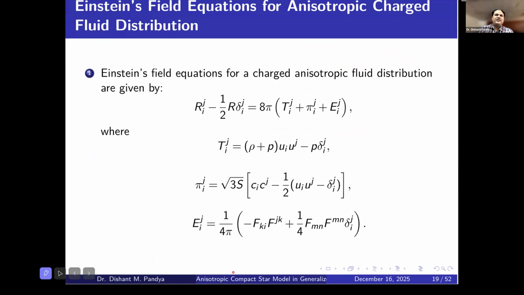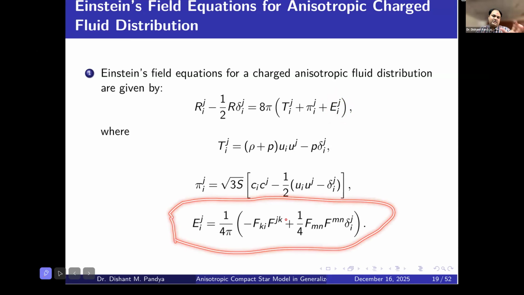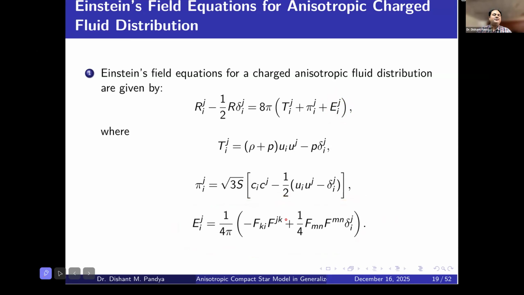For example, if I'm dealing with those equations, that is related to the uncharged matter distribution. But what if the star has some magnetic field, or maybe some charged matter is there? If electric charge is present, we need to incorporate that content as well. We need to incorporate that term as well. And for that reason, this is the electromagnetic field that we can introduce here.